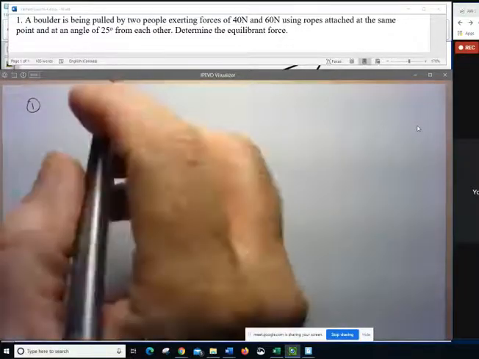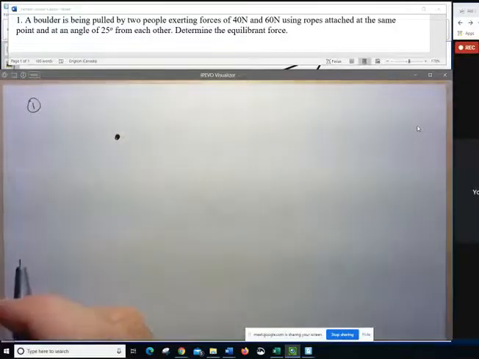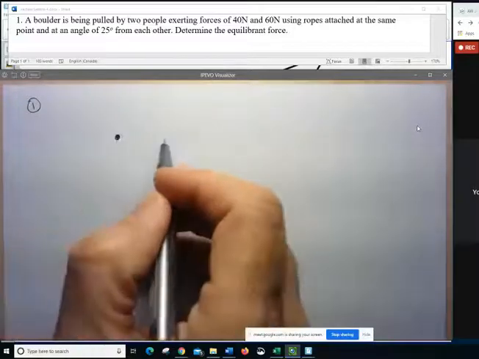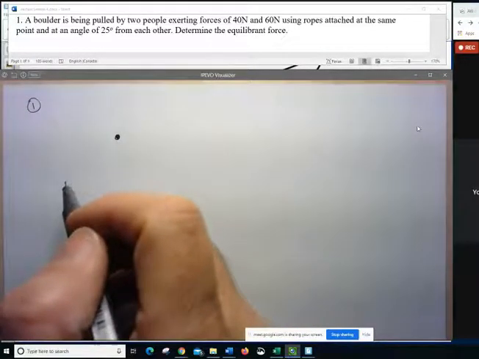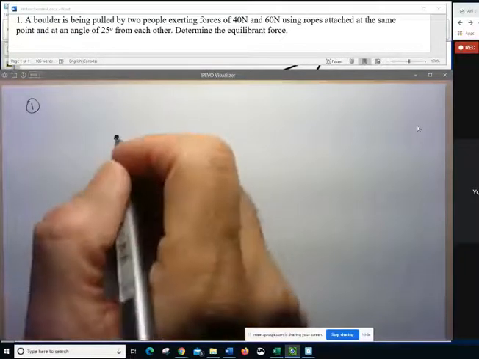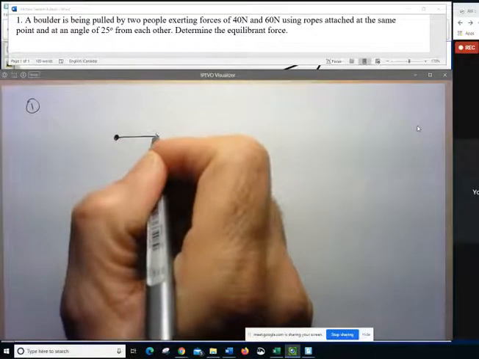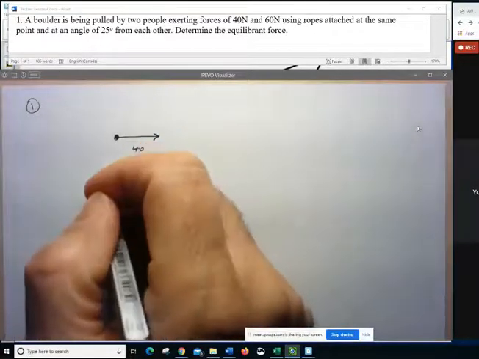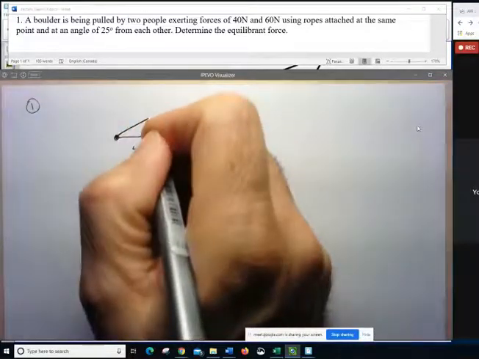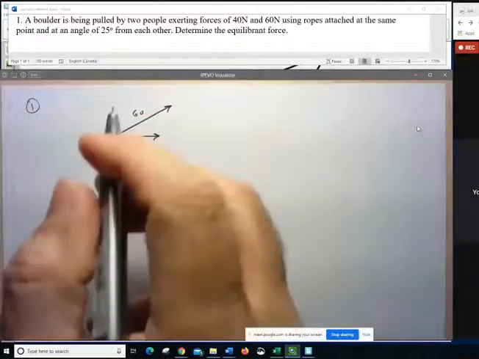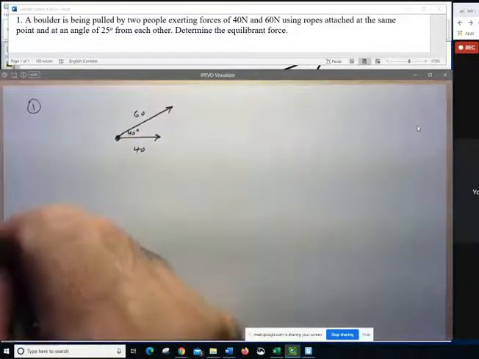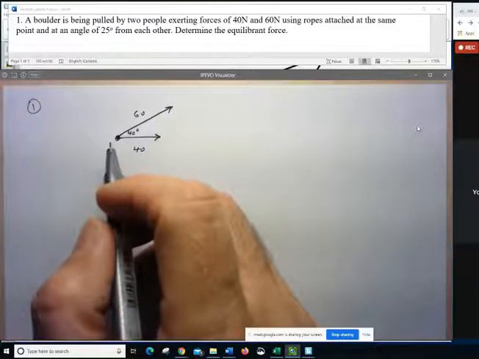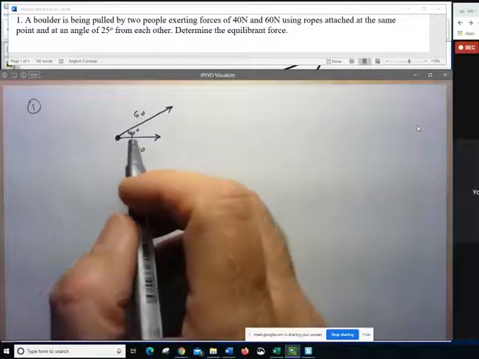Say this is my object, often represented by a point. Where the vectors lie really isn't important, because the only thing that matters for the calculation is the angle between them. So I'm going to choose to put one of my vectors horizontally, say that's the 40 Newton vector, and then my other vector is this one here, the 60 Newton vector, at an angle of 40 degrees. If I'm looking for the equilibrant force, that means I want to know what force counteracts these two. So the first thing I have to do is calculate the net force, the resultant.